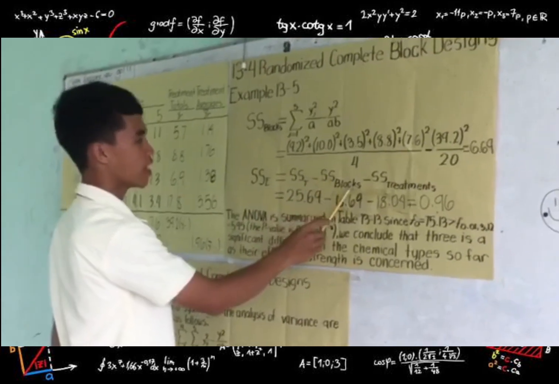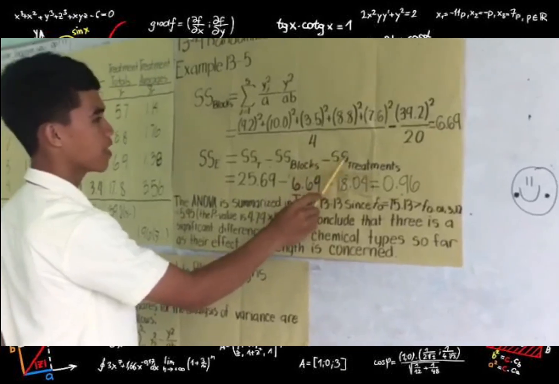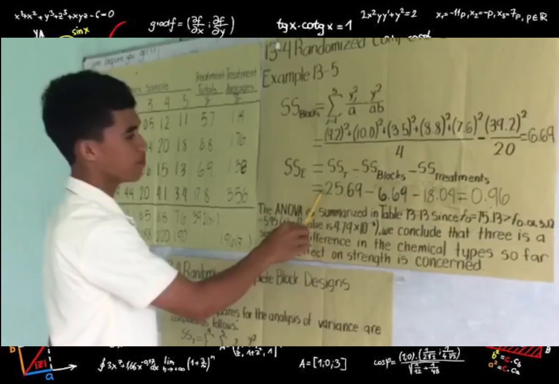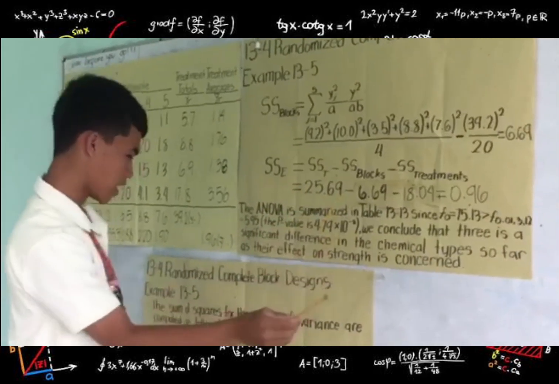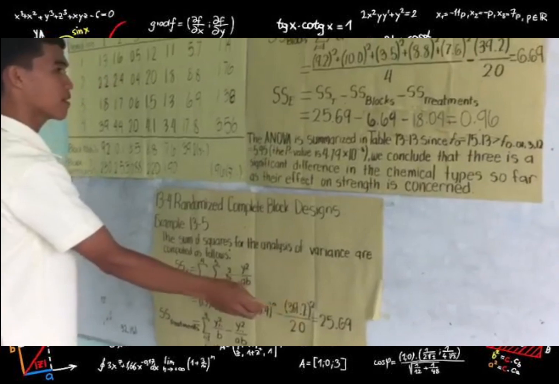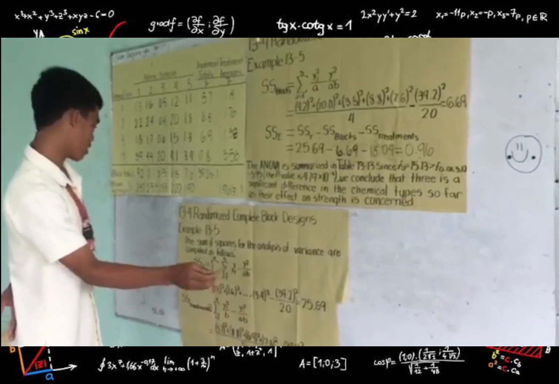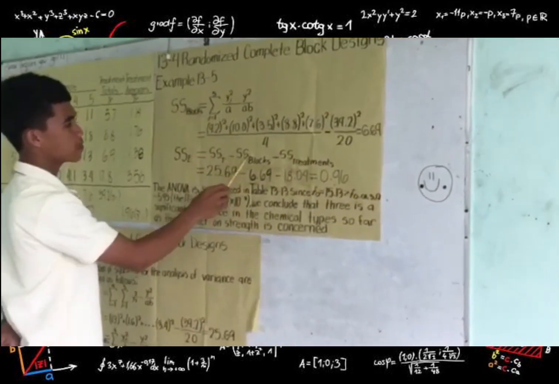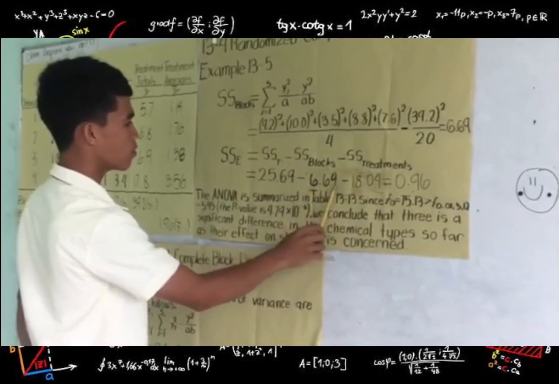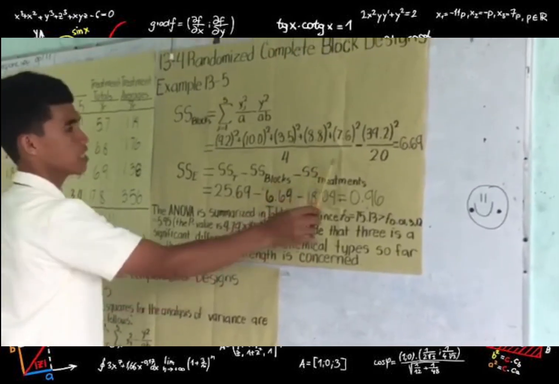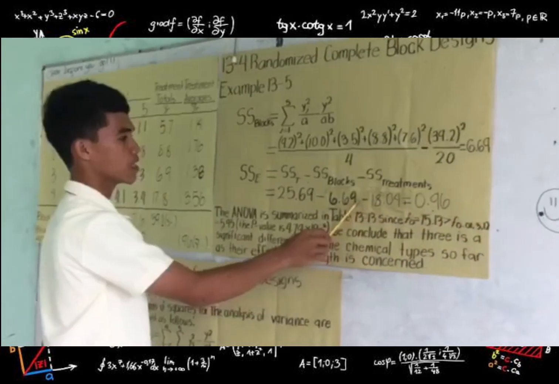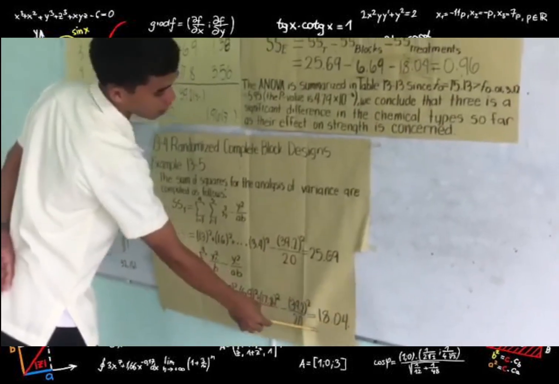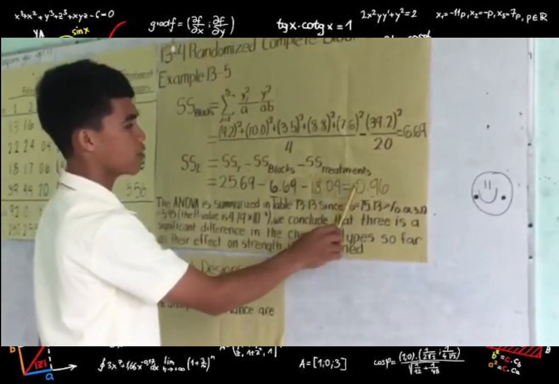Then the sum of squares sub E is equal to sum of squares sub T minus sum of squares sub blocks minus sum of squares sub treatments. Substituting: 25.69 for sum of squares sub T, minus 6.69 for blocks, minus 18.04 for treatments. Then the total is 0.96.